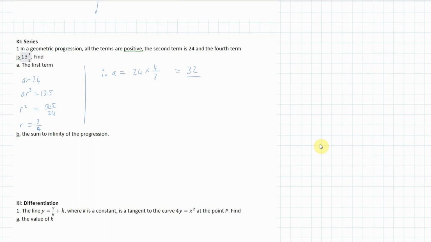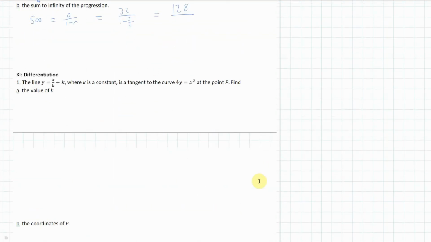Now the sum to infinity of the progression. So remember our sum to infinity, this is one of the formulae that you get on your formula sheet, is a over 1 minus r, and we can chuck in now 32 over 1 minus 3/4. It's a bit messy, right. And this is giving me 1/4, 4 32s, so 128 is our answer there.